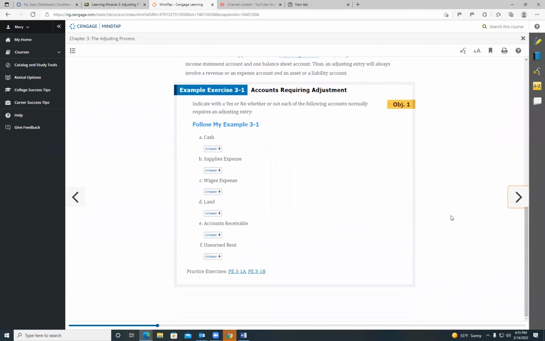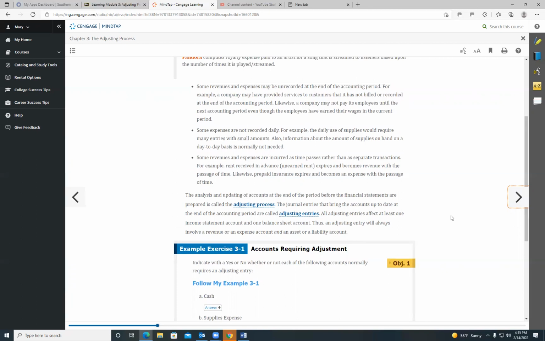So we'll get to more examples of adjusting entries as we get further into the chapter. But the journal entries that bring the accounts up to date at the end of the accounting period are called adjusting entries. All right, so an example would be unearned rent. Another example would be prepaid expenses. If you can remember when we talked about prepaid expenses, the example we gave was when we prepaid an entire month of our insurance premium. So we paid out 12 months in advance. It was $2,400. So as each month passes, we can take it out of prepaid expense and actually recognize it as an expense. And that's another example of an adjusting entry.